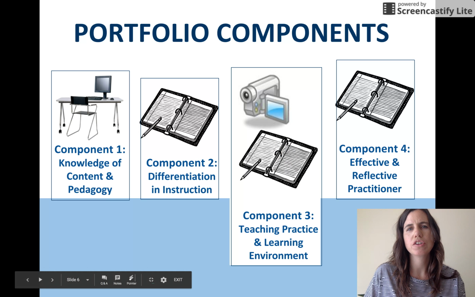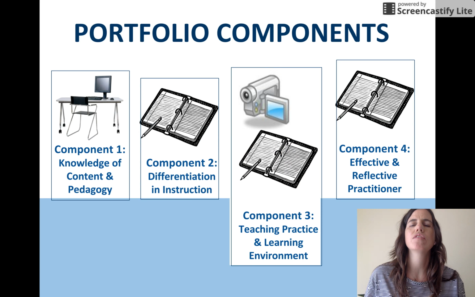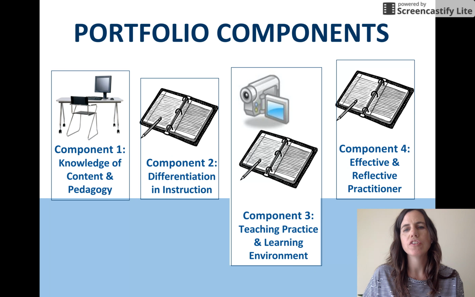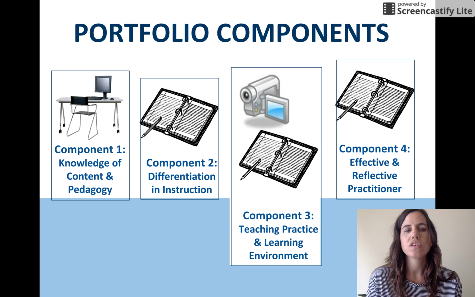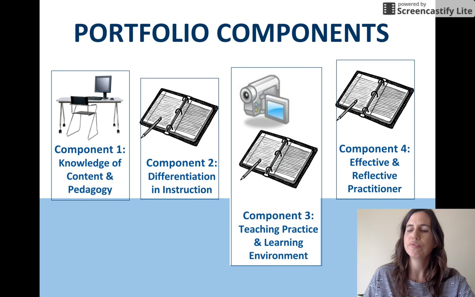I'm here to talk to you about the portfolio components and the requirements for National Board Certification. First, there are 4 components that are required in your portfolio. Component 1 is a computer-based assessment. It tests your content and pedagogical knowledge. Component 2 is a classroom-based written entry about differentiation of instruction. Component 3 is a classroom-based written entry as well with 2 video samples. This looks at your teaching practice and learning environment. And component 4 is a classroom-based written entry showing that you are an effective and reflective practitioner. So those are the 4 components required for a National Board Certification.